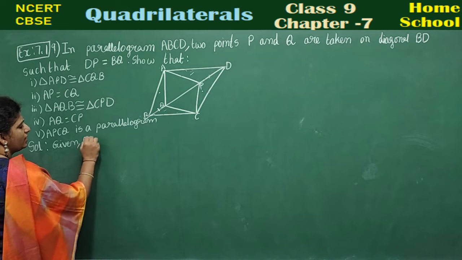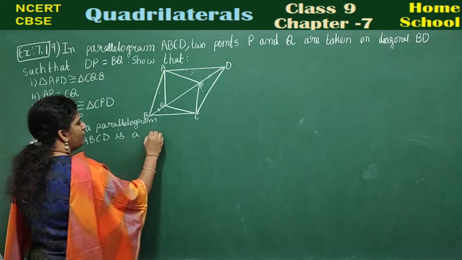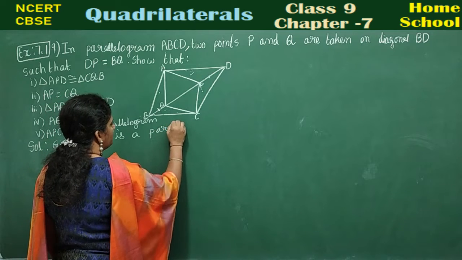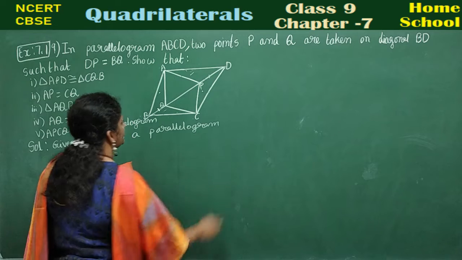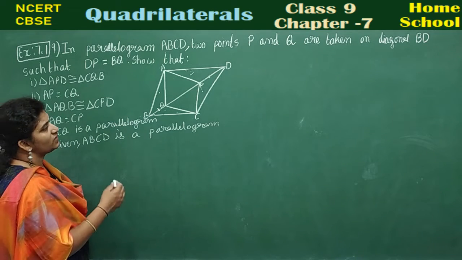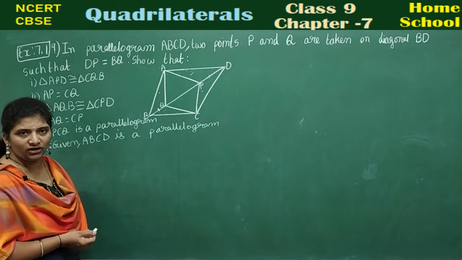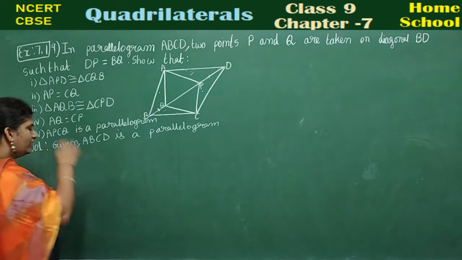Given ABCD is a parallelogram. BD is a diagonal. And still what did they say? P and Q are taken on diagonal BD. You can write BD is a diagonal, children. Next.